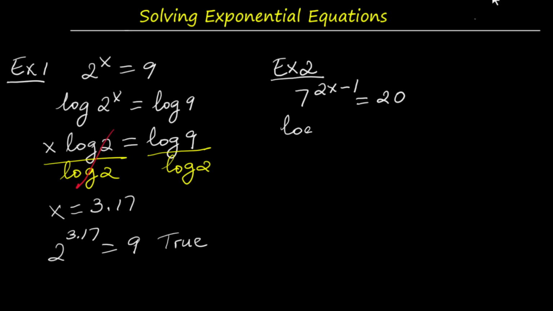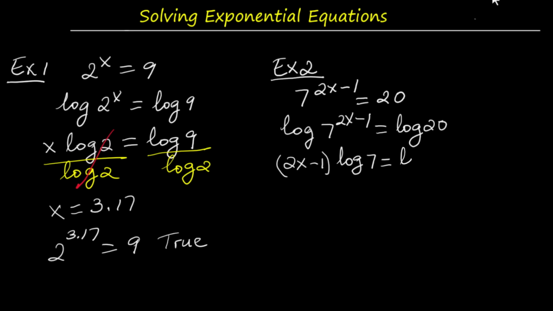Step 1. Take the log of both sides. We write log of 7 to the power of the quantity 2x minus 1 equals log of 20. Step 2. Use the logarithmic power rule. That means we bring the exponent down in front. So it becomes the quantity 2x minus 1 times log 7 equals log 20. Step 3. Divide both sides by log 7.